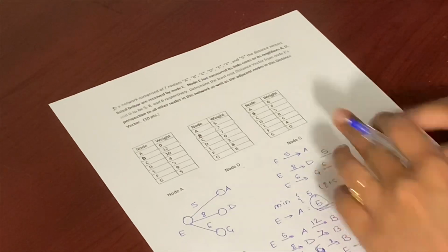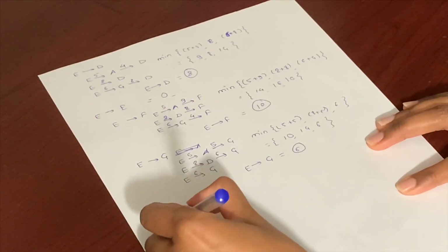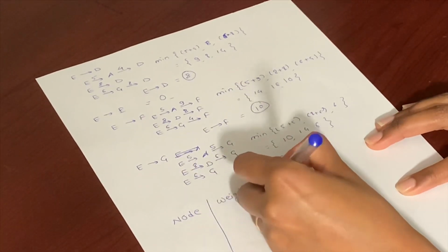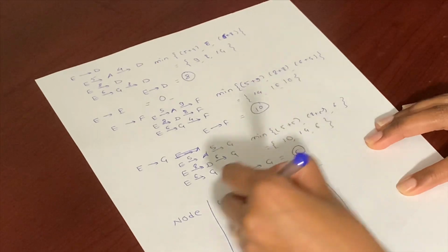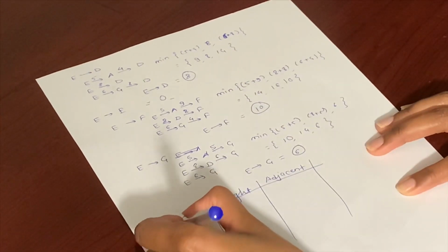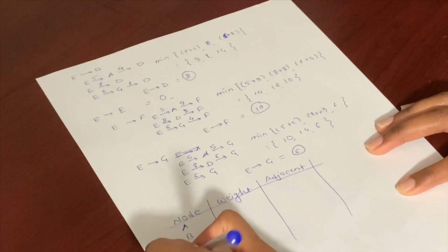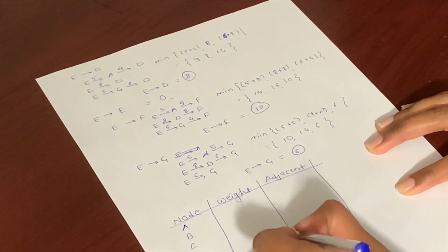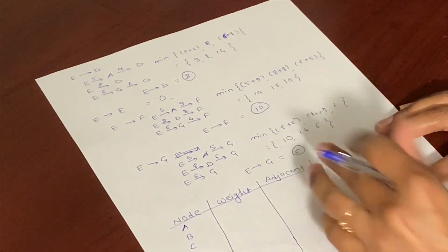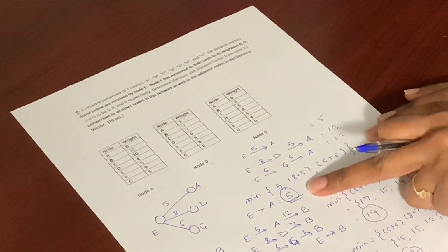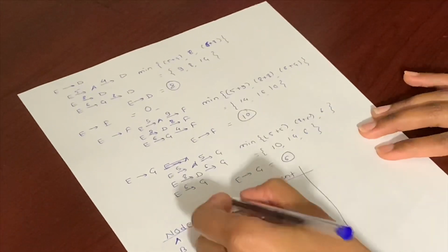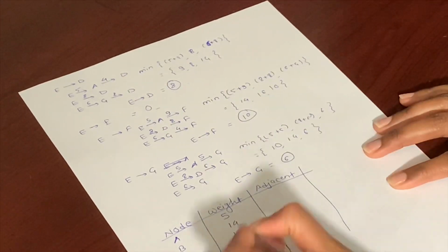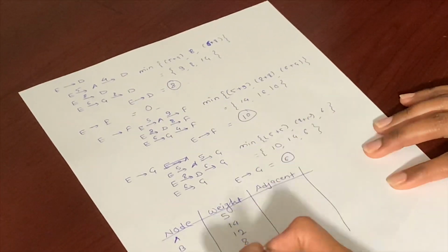form the node E table, with node, weight and adjacent node, right? So node A, B, C, D. E to E is 0, so I'm just skipping that. So what is the node weight? 5, 14, 12. Then what is the weight of D? It is 8. Then F is 10 and G is 6.